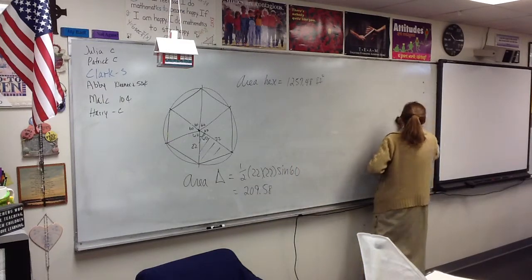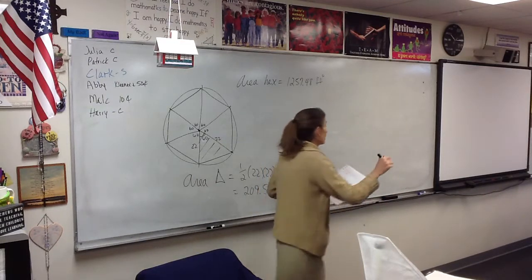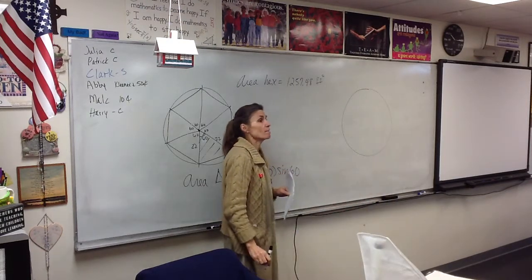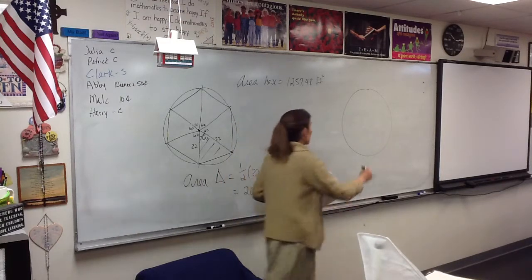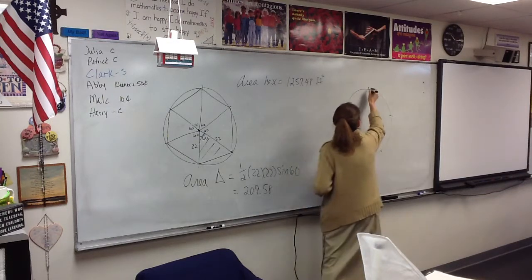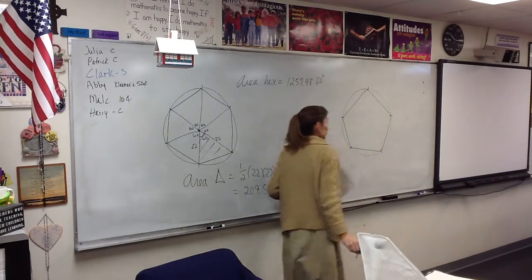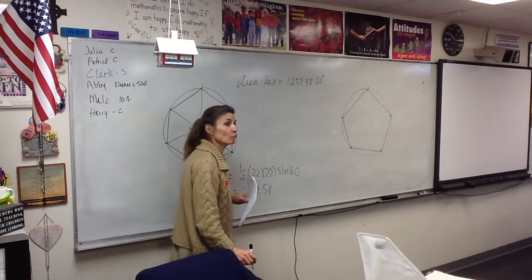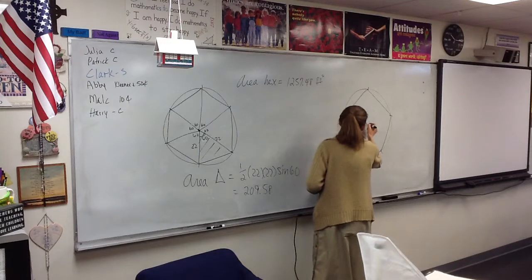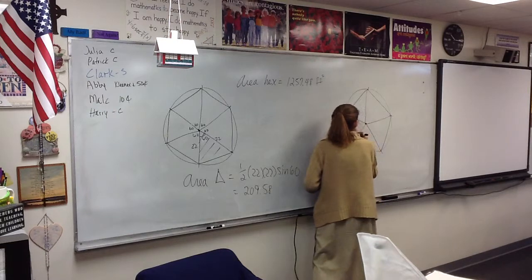All right, now what have we got? See if you can do this. We have a regular pentagon inscribed in a circle. So there's my circle. What does pentagon mean? 5 sides. So I'm going to draw 5 hash marks evenly spaced around my circle, and I'm going to connect the dots. That's my regular pentagon. Now I know that the radius of the pentagon is 28.